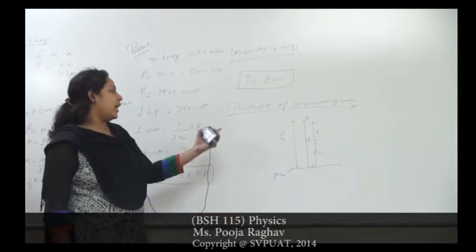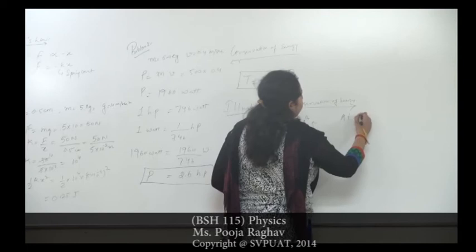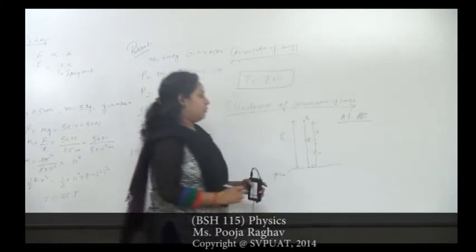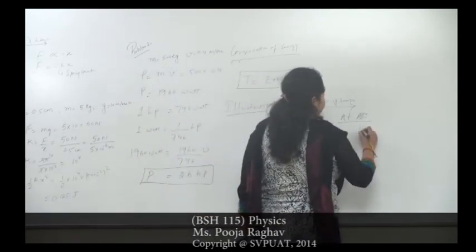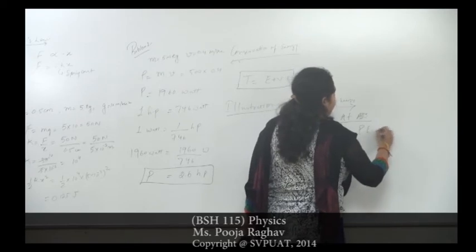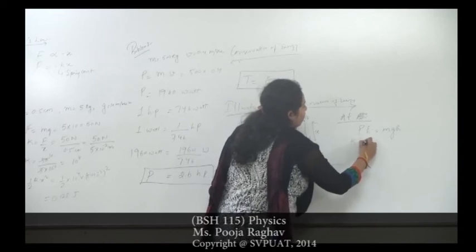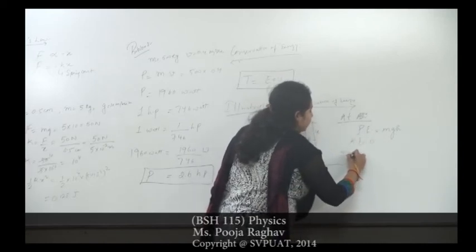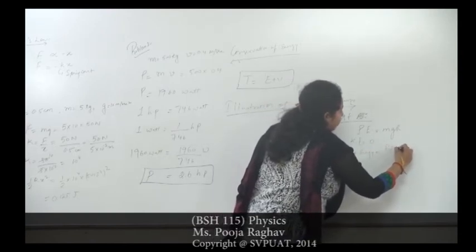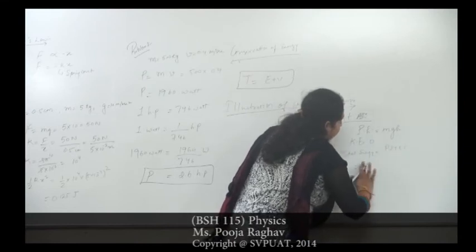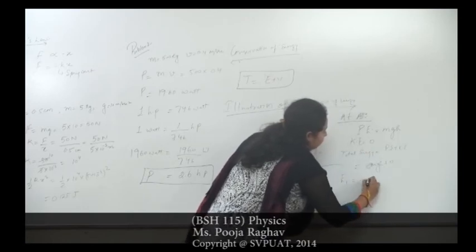Firstly, we calculate the energy at point A. At point A, in the air, the potential energy is mgh and its kinetic energy is 0. Then the total energy is potential energy plus kinetic energy, that will be mgh plus 0, that is E1 equals mgh.